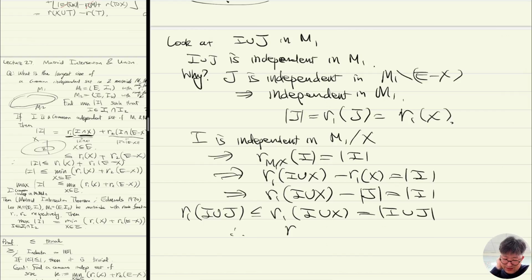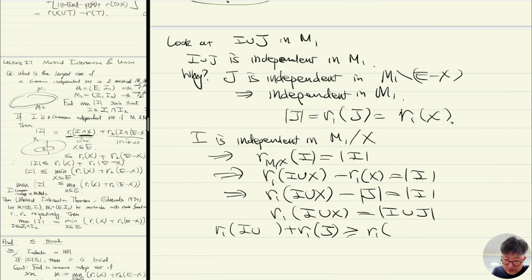Oh, am I doing all right? What I want to prove is that I union J is independent. Okay, this is not what I want. R1 of I union X plus R1 of J, by applying some modular inequality.